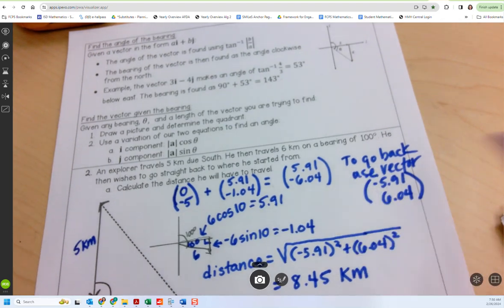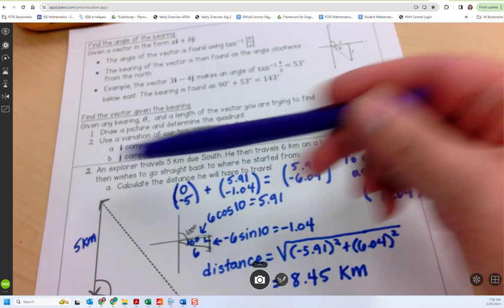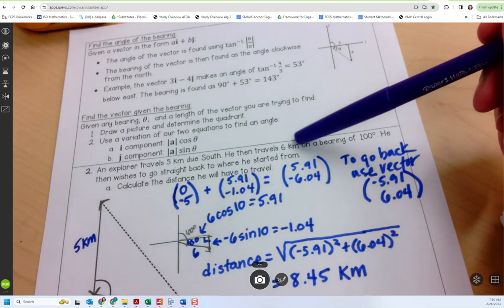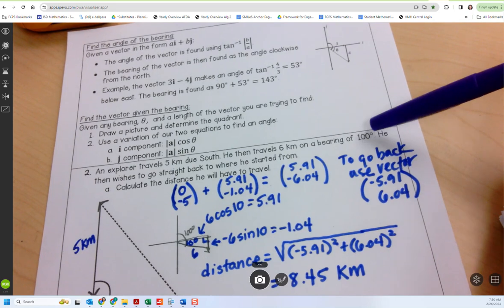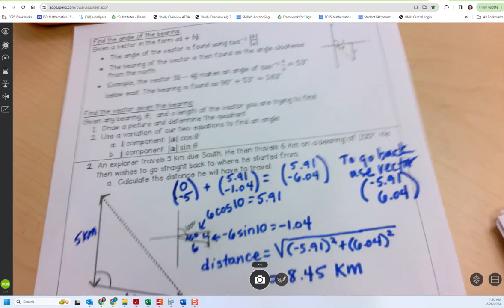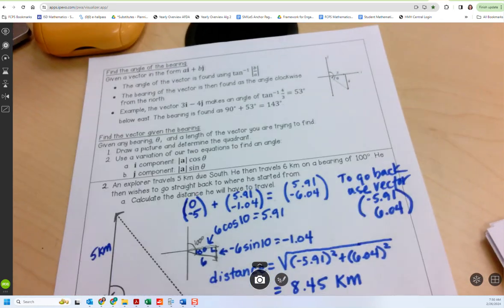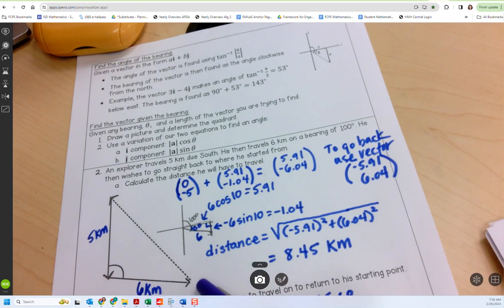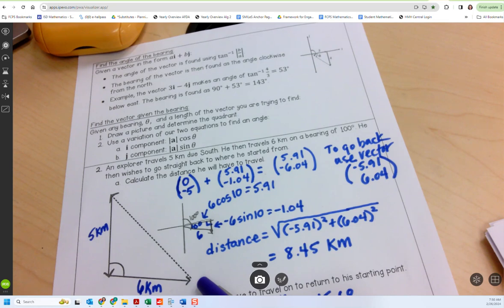The explorer travels 5 kilometers due south, and so you can draw that there, due south, and he then travels 6 kilometers on a bearing of 100 degrees, and so the 100 degrees is from the north, and so it's still this, and this is still 6 kilometers down here. Then he wishes to go straight back to where he started from.